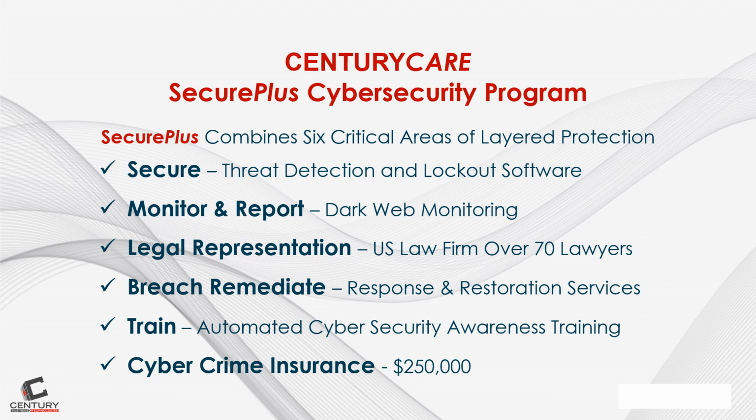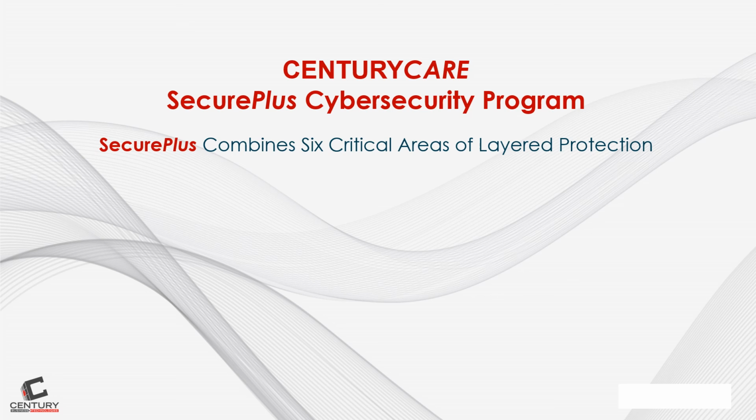And then finally, $250,000 of cyber insurance, crime insurance. Now, this is in addition to what you already may have with your current insurance provider. It is not to replace that. This is in addition to the current insurance that you have right now. Hopefully you do have some cybersecurity insurance already. So what does it cost to get this program put in?